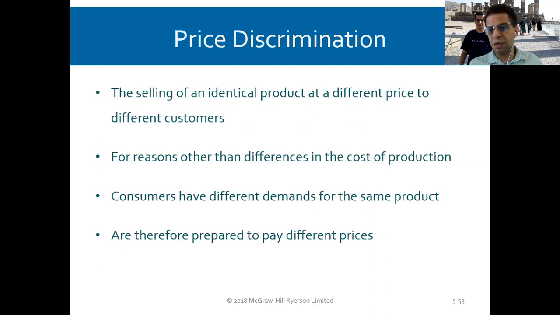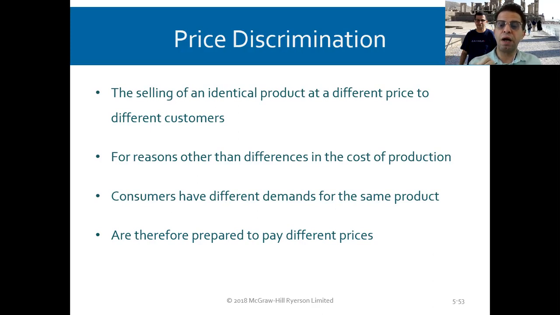Now, sometimes we see price discrimination: you have elders or Veterans Day, you have Ladies Night. Why do suppliers, why does a firm, do price discrimination? Price discrimination is selling an identical product at different prices to different customers. So the older customer will get a haircut for $10, but the younger customer pays $15, for a reason other than the cost of production. Consumers have different demand for the same product, and are therefore prepared to pay different prices.